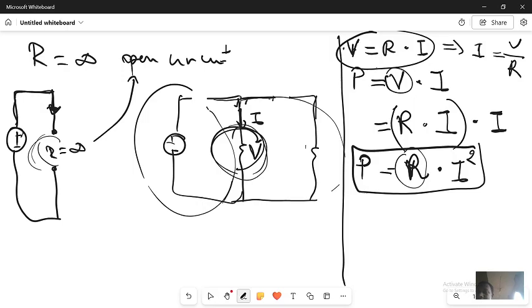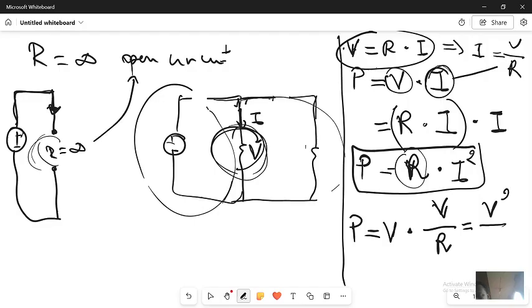I equal V divided by R. So I will find P equal. Now instead of replacing the value of V, I'm going to replace the value of I. How? I will have V multiplied by the value of I. What's the value of I? I equal V divided by R. So finally I get V square divided by R, because V multiplied by V divided by R.